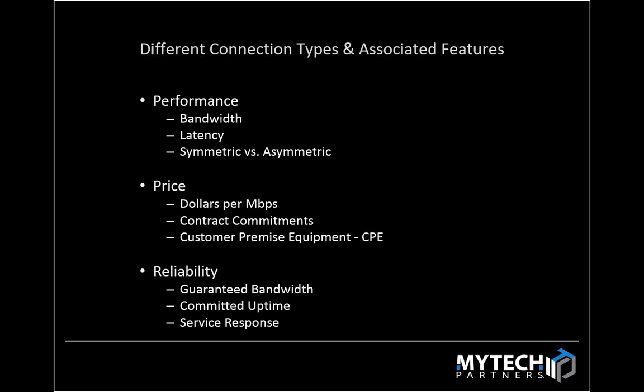A good way of thinking about it is that because we have multiple different types of connectivity, a lot of them have different features and characteristics that differentiate them. Some of the key three I've outlined here are the performance, the price, and the reliability. These three things, which we'll go over a little deeper in just a second, correspond to the traditional three-legged stool, right? You can pick two of these at any given time.